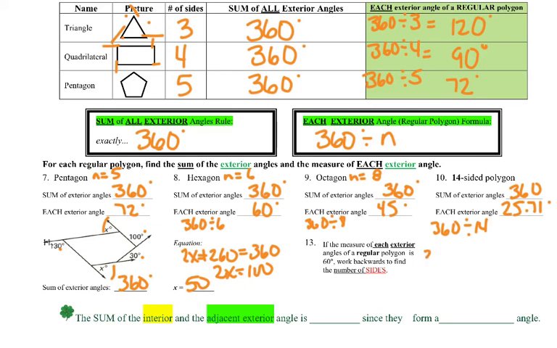If the measure of each exterior is 60, 360, I'm going to write it that way, divided by n is 60. I could just think about that. 360 divided by what number is 60? And that's 6. It is 6 sides.